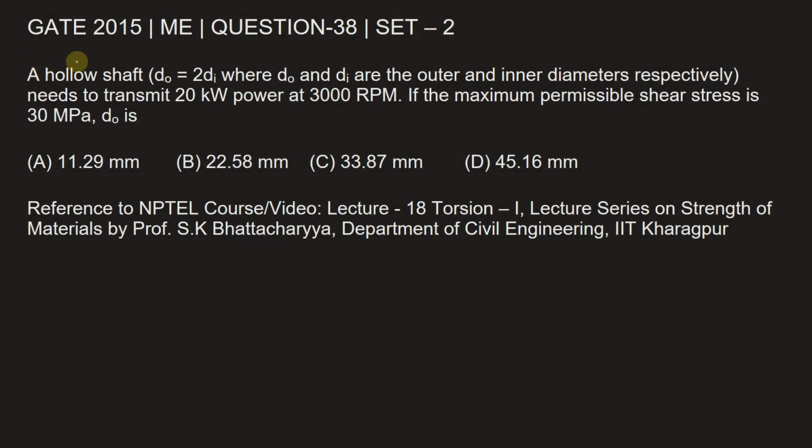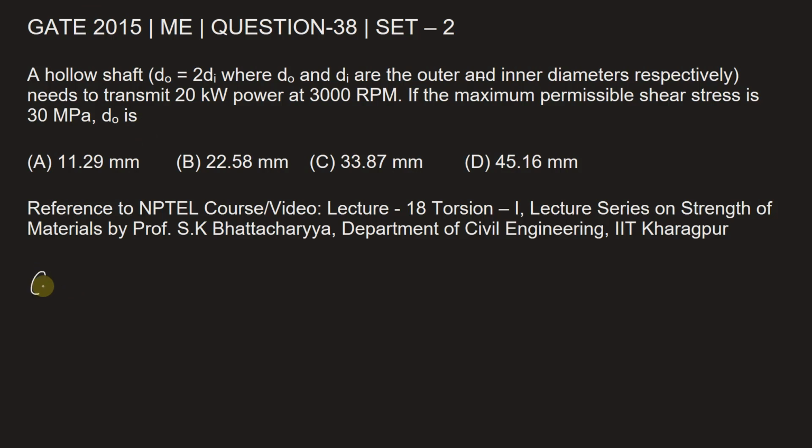This question is from GATE 2015 Mechanical Engineering paper set 2. Question number 38. A hollow shaft, DO equal to 2 times DI, where DO and DI are the outer and inner diameters respectively, needs to transmit 20 kilowatt power at 3000 revolutions per minute. If the maximum permissible shear stress is 30 megapascal, DO is.